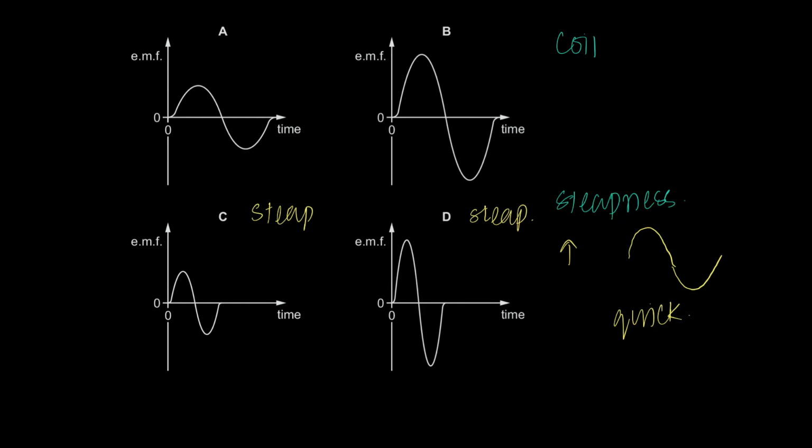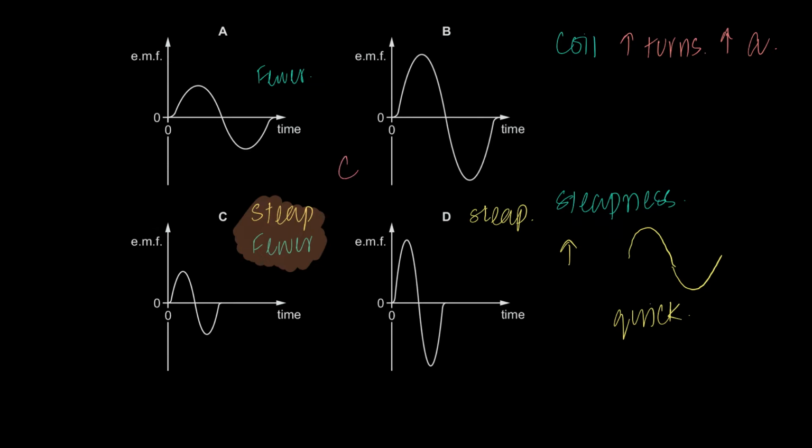What about the coil? The more turns of the coil, the more EMF is generated. So higher turns give me more amplitude of the EMF. This has fewer turns because this peak isn't too high, and this is also fewer, but that doesn't really matter. We have our selection of both over here, so the correct answer becomes C.